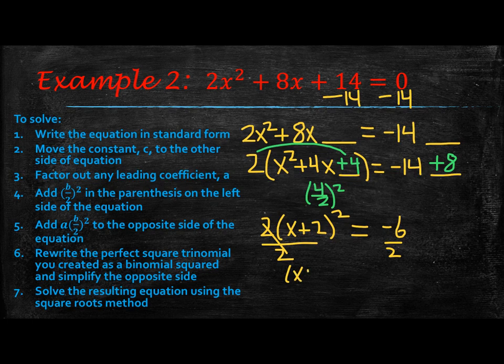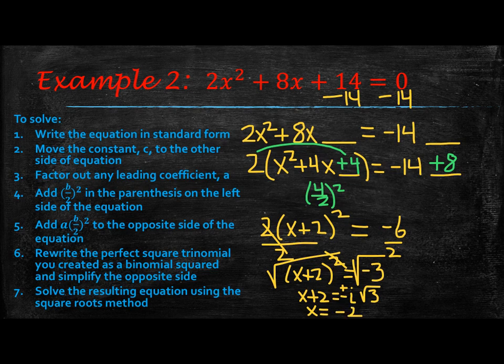So we get x plus 2 squared equals negative 3. And then take the square root, which cancels off the square, so we have x plus 2 equals, now remember when you have the square root of a negative, that's going to be i, and we are going to put the plus or minus out front, so plus or minus i square root 3. Then you would just want to subtract 2 to the other side, so you would end up with x equals negative 2 plus or minus i square root 3.